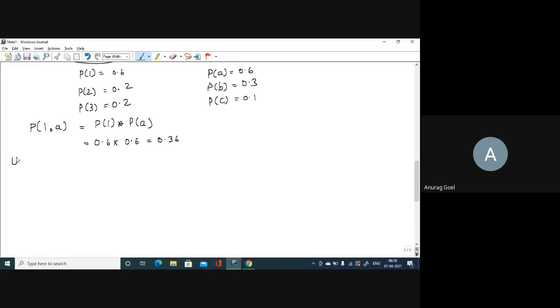Now, second comes the union probability under compound probabilities. Union probability says P of A union B equals P of A plus P of B minus P of A and B, or A intersection B. And since we are considering A and B to be independent events, P of A plus P of B minus this would be P of A into P of B.